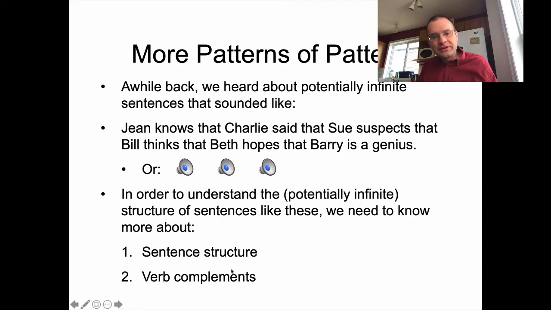But we also need to know something about how verbs can take different phrases as complements, or specific verbs can take specific types of phrases as complements, and they're picky in that way. Okay, don't want to get too far ahead of ourselves. Let's focus on just the sentence structure aspect of this first. We'll deal with the verb complements in the next lecture after the practice exercises.